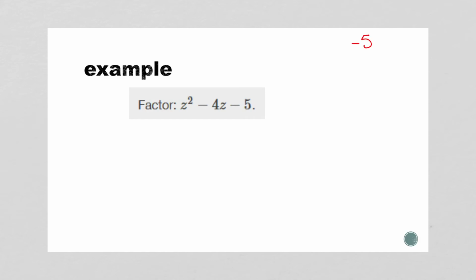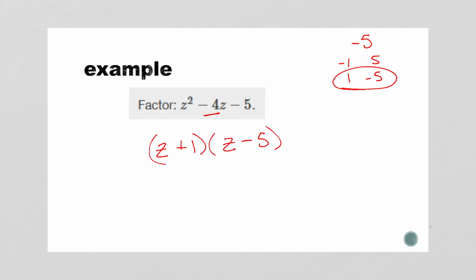And then we want to write all the pairs of factors. And there's only one of those that adds up to be -4, right? And it's this one this time. So we want z plus 1 and z minus 5.